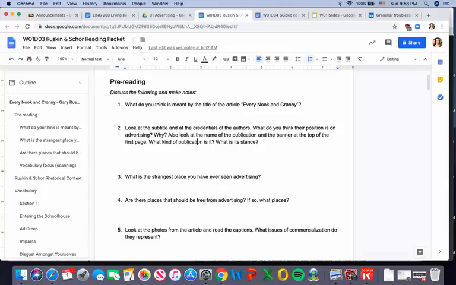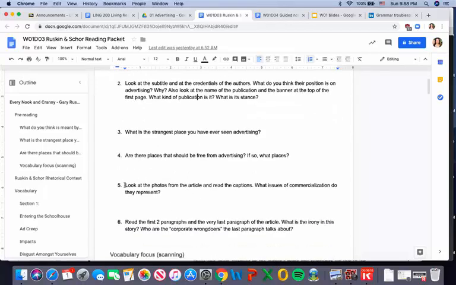Question 4, are there places that should be free from advertising? If so, what places? Nope, that's doing the same thing as the question before it. And then look at this, look at the photos from the article and read the captions. What issues of commercialization do they represent?